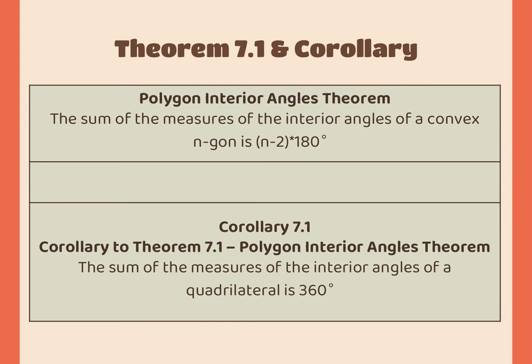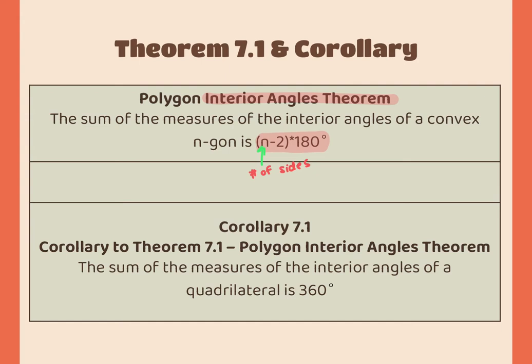The sum of the measures of the interior angles of a convex n-gon, so any number of sides, is 180 times n minus 2, where n is the number of sides. So if it had 5 sides, I'd do 5 minus 2, which is 3 times 180. If it was 10 sides, 10 minus 2, which is 8 times 180. That would give me the sum of the interior angles. And this theorem is really just a formula.